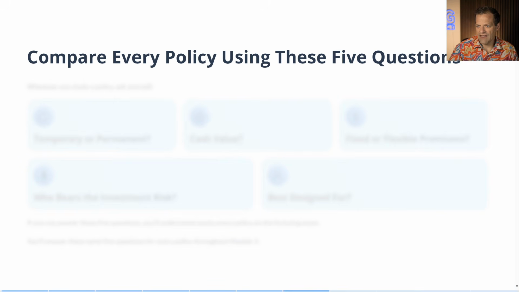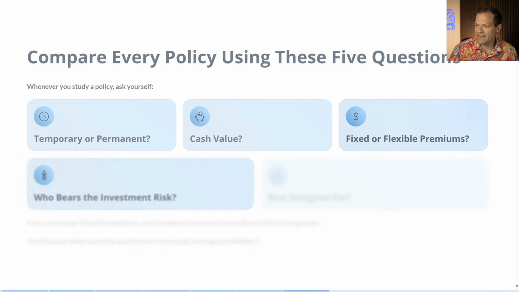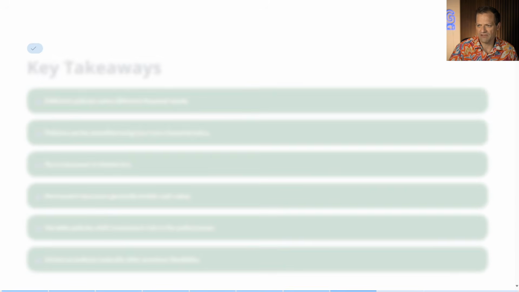Okay? And then compare every policy using these 5 questions. So again, ask yourself, is this temporary or permanent? Is there cash value or not? Fixed or flexible premiums? Who bears the investment risk? And who's it best designed for? If you can answer these, you'll do fine in this particular section, okay?